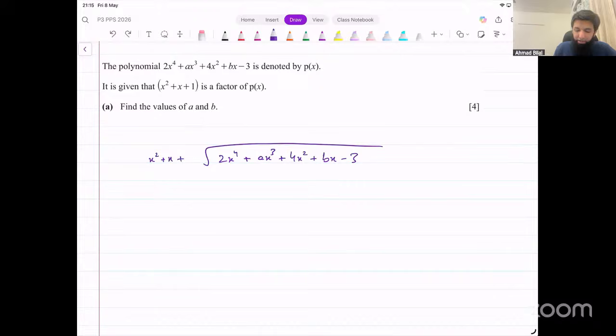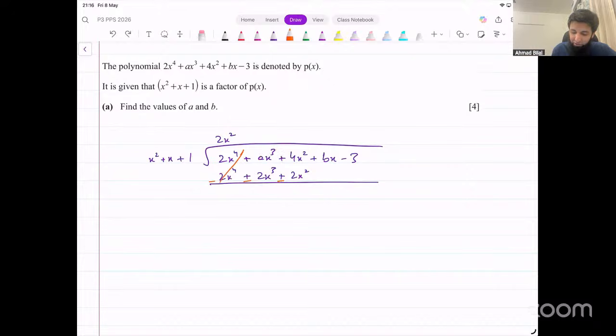What do we multiply x squared by to get 2x raised to the power 4? 2x squared. 2x squared into this whole thing. What is that going to be? 2x raised to the power 4 plus 2x cubed plus 2x squared. Change the signs. It becomes minus, minus, minus. This gets cancelled.